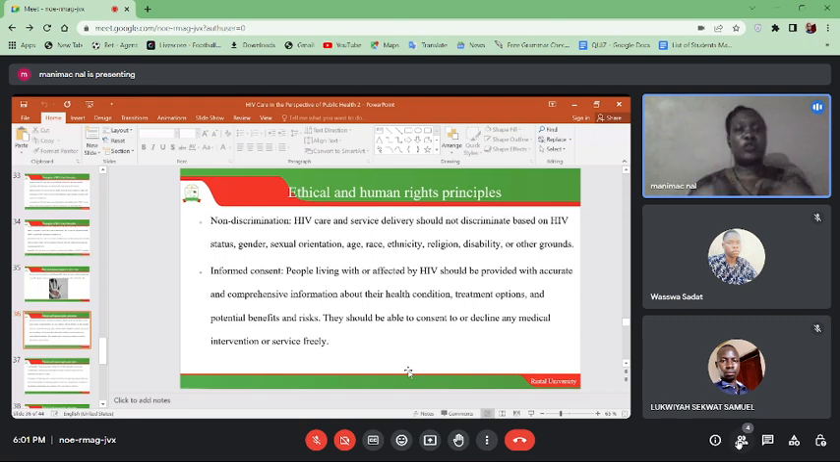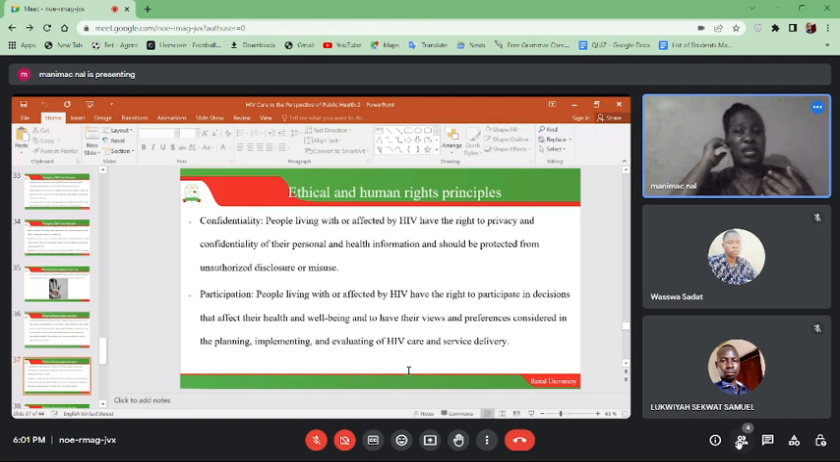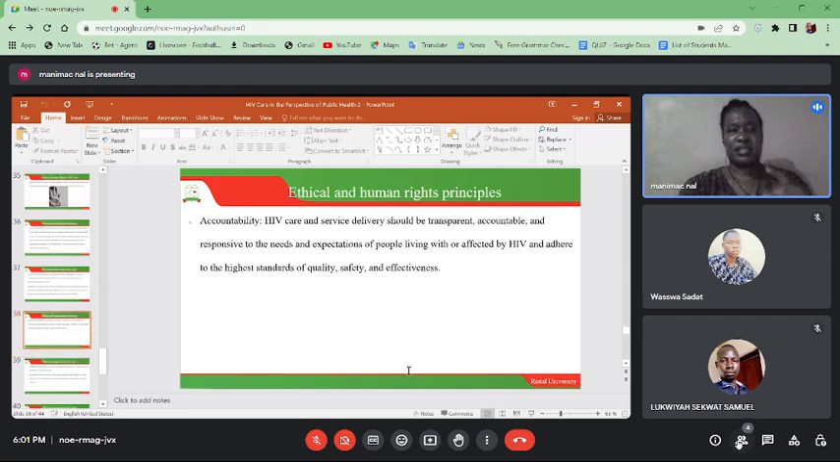We should also look at another ethical consideration, the right of participation. People living with the virus have the right to participate in decisions that affect their health and their well-being as well. So they have a right to participate during the planning, implementation, and evaluation of HIV services.